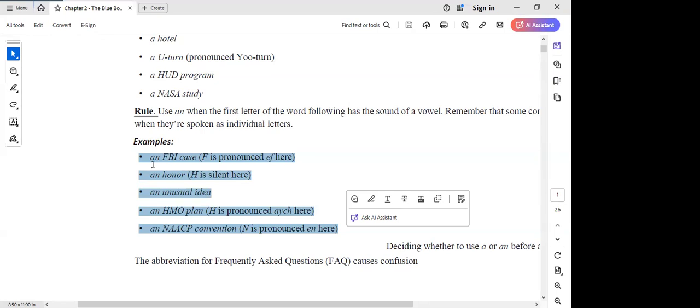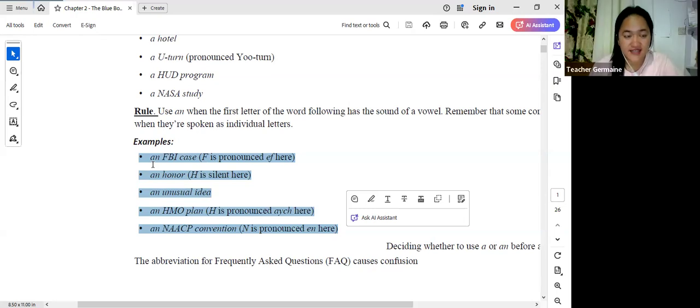An FBI case. F is pronounced "eff" here. An honor. H is silent here. An unusual idea. An HMO plan. H is pronounced "aitch" here. An NAACP convention. N is pronounced "en" here. Okay, yes. Thank you, Katrina.